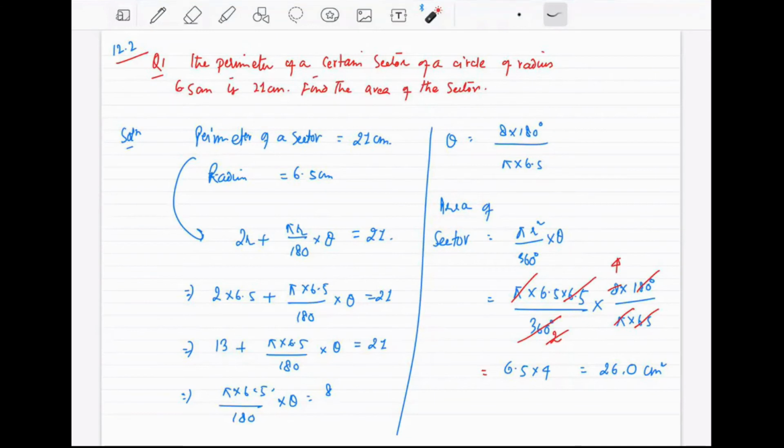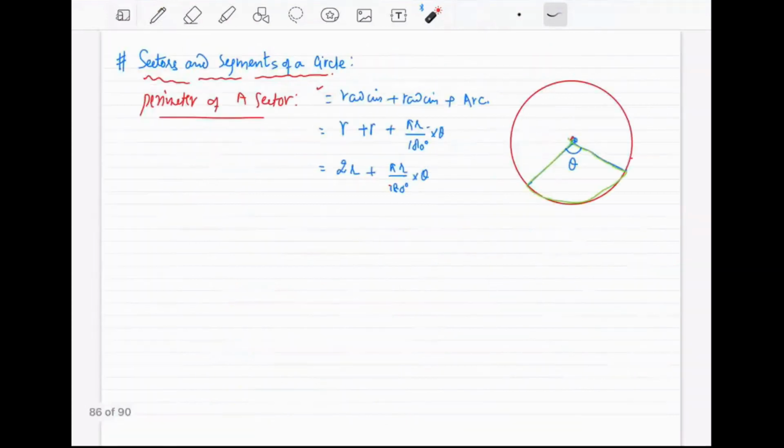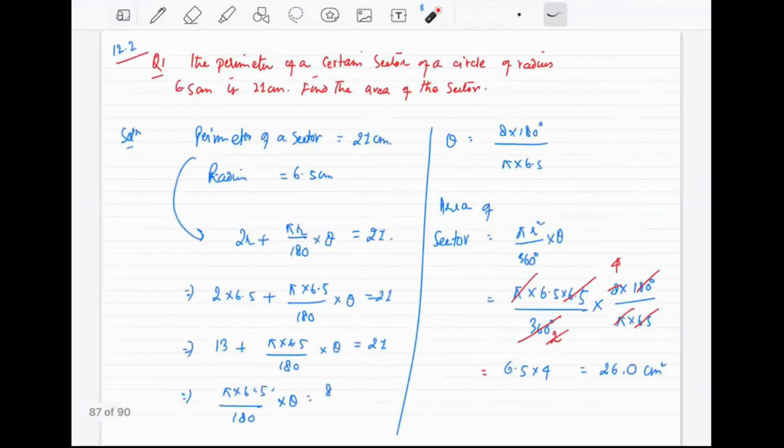So the strategy is simple. The perimeter of a sector, we make it into this equation right here. And I think you all know how we have obtained this: 2r plus pi r by 180 into theta. It's this formula right here. And then we put the value as 21. We can put in the value of r. We find out theta. Once we have found out the theta, we find out the area of the sector.